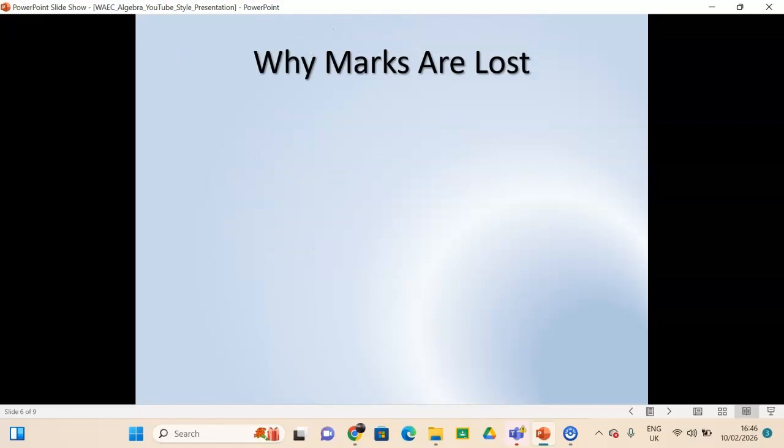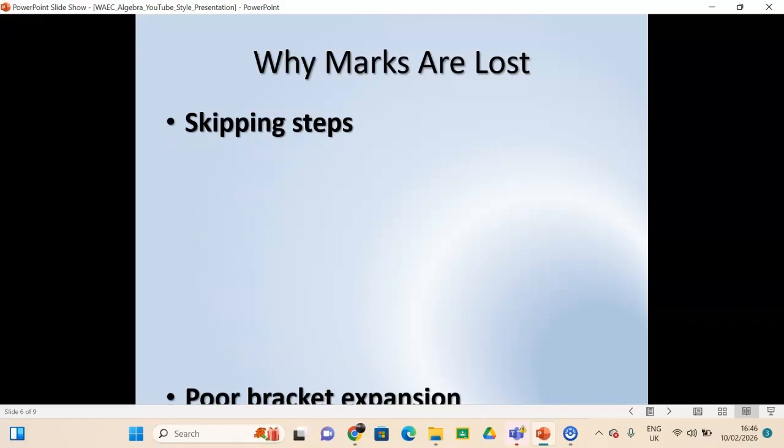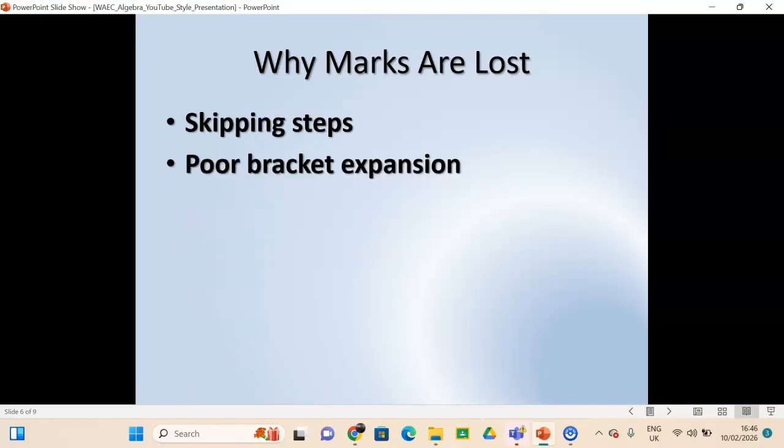Alright, why do students mess up? People skip steps for bracket expansion. You have to expand the bracket. We need to consider every single operator to find any bracket. No checking of answers. Some don't even bother to check. You can always verify whichever answer you have is true in the given equation. You can test the given equation with whichever answer you get.